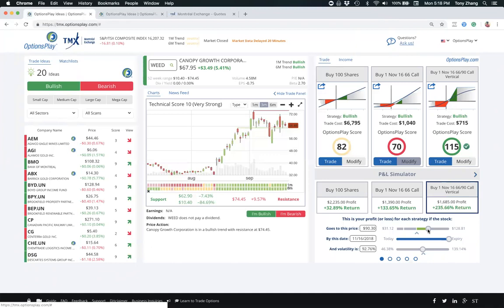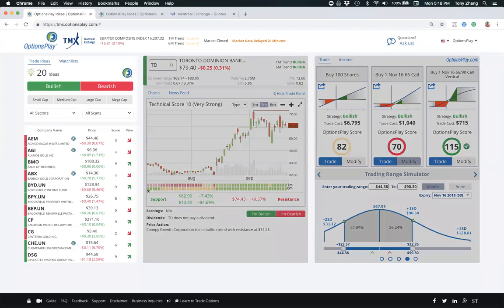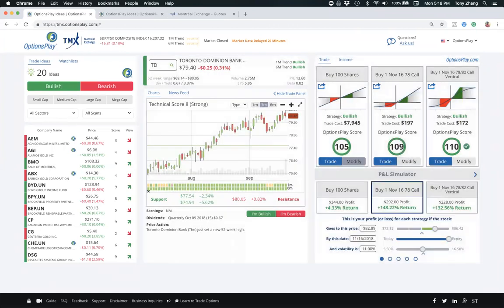Roger's saying, you once showed us how to use the probability bell curve to choose a strike price. Could you show that again? Yeah, sure. For those of you that are a bit more advanced, we have this probability range simulator that gives you an idea of what the one standard deviation move is for each expiration date. So let's go back to TD here.